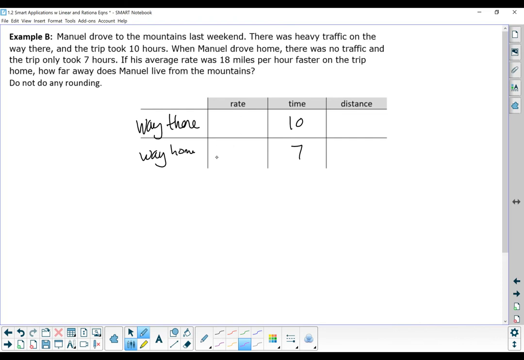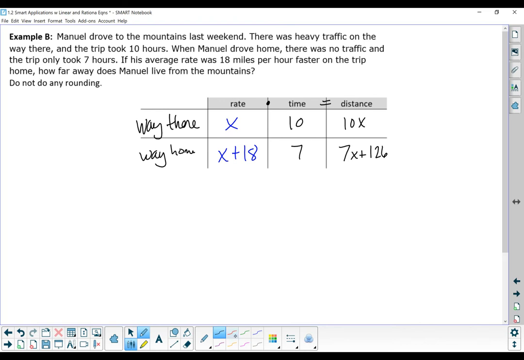Okay, well, his rate is faster on the way home. So I'm going to call the speed or the rate on the way there x, and on the way home, it's 18 plus x because he's going a little faster. So remember, rate times time gives us distance. So the distance, rate times time, is 10x here. And here, if we multiply x plus 18 by 7, we get 7x plus, and we have to distribute that 7 and multiply it by 18, so 126.